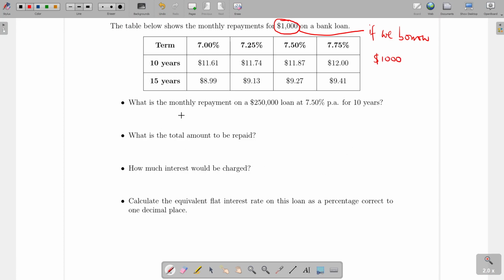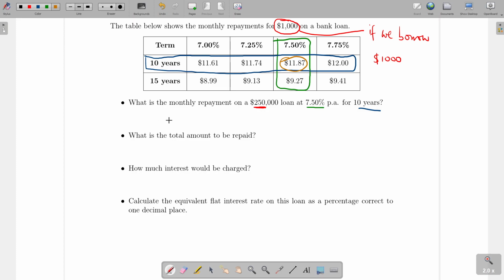Because the first question here is asking for the monthly payment on a $250,000 loan, which means we need to get like 250 copies of whatever the table's doing. So we'll need 250 lots of whatever number the table gives us. And what number are we going to use? Well, we're told it's 7.5% per annum. So we're looking at this column. And it's for 10 years. So we're looking at this row. And that tells us that we're going to use the number 11.87. So this one here, okay?